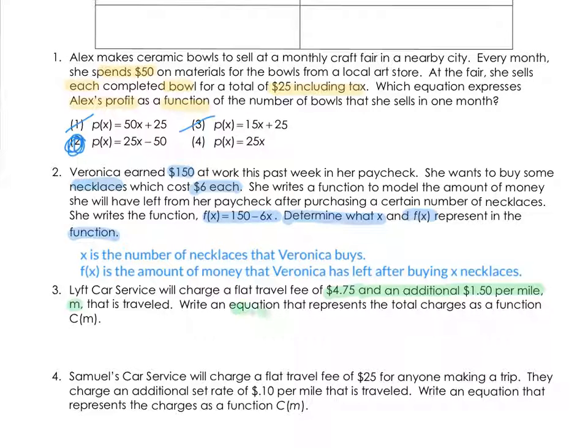Then we need to write an equation that represents the total charges as a function, so that's why they wrote here C of m. So that means I have to start off with C of m equals, and then I can look back and see, okay, well, what's my cost going to be? Well, I'm going to pay the $4.75, which remember, we don't put the dollar sign in there because that's just confusing, and an additional, so plus $1.50, so 1.5 or 1.50 times the number of miles, and they said m represented that, so times m. This is then my equation that I could use to find the total charges.